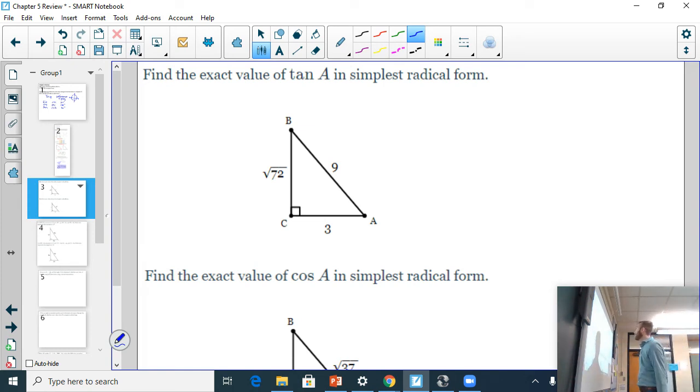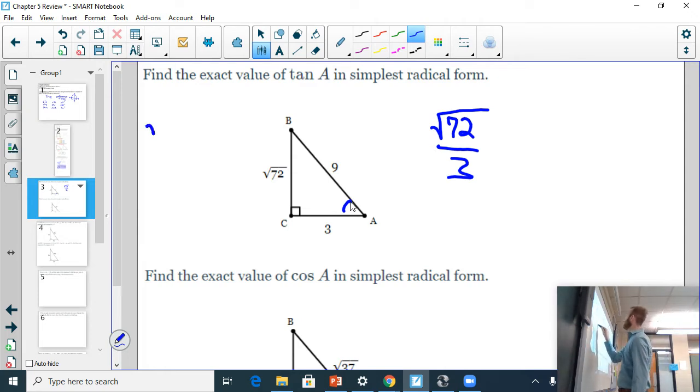So the exact value of tangent A in simplest radical form, aka we can't use our calculators because we have to leave stuff in radicals. First of all, tangent A. So we're looking at angle A. Tangent is opposite over adjacent, which is 3. And you might be like, oh, hey, I'm done. You're actually not, because the square root of 72, it wants it in simplest radical form.